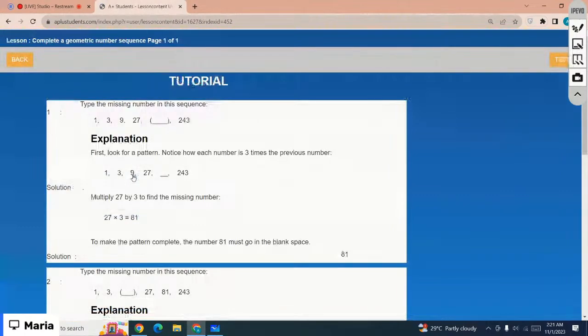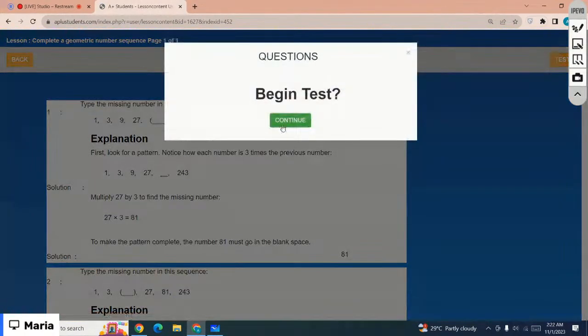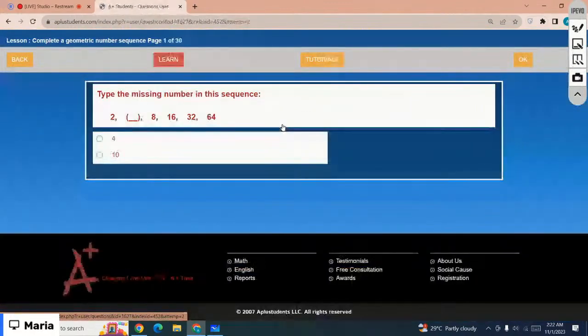So I've explained earlier what are the geometric sequences. Geometric sequences are the one in which you multiply by a specific number to calculate the next one, right? Okay, so you need to understand the pattern first, then you can find the missing numbers. Like type the missing number in the sequence. So the numbers are 2, the missing one, 8, 16, 32, and 64.